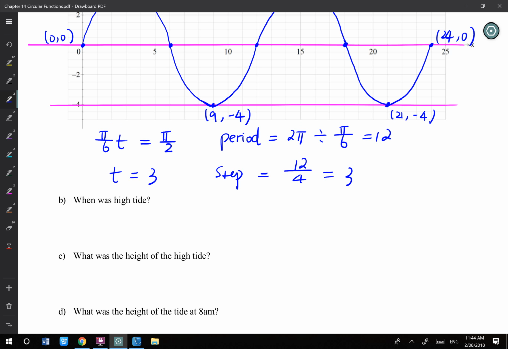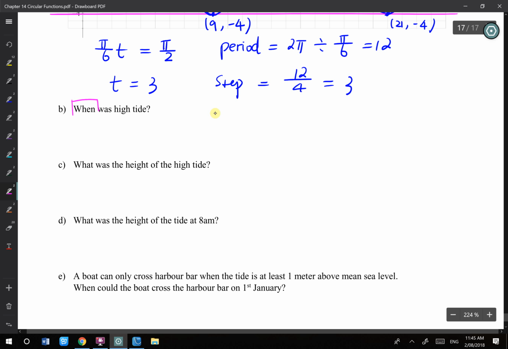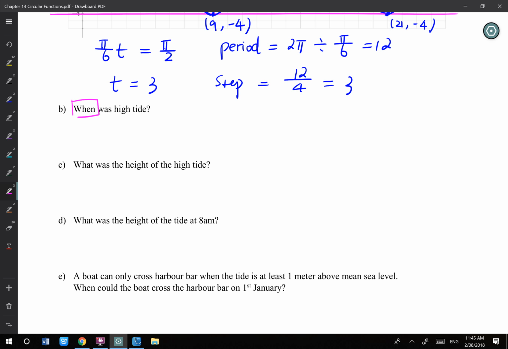Okay, next question is when. Have a look at how it asks you when. When does not ask you after how many hours. When asks what is the time, what is the date. You need to answer the time, like 12 p.m., 12 a.m., 3 p.m., 3 a.m. You need to answer the time, not how many hours, not t equals to what.